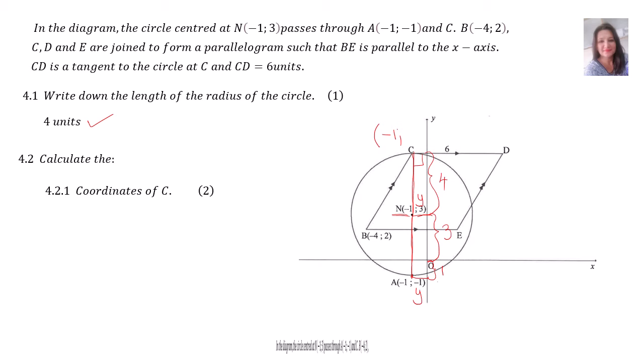And then from N up to the origin there, we already worked out that it's 3 units. Therefore, the y-coordinate of C will be 4 plus 3, which is 7. So therefore, the coordinates of C are (-1, 7), worth 2 marks.